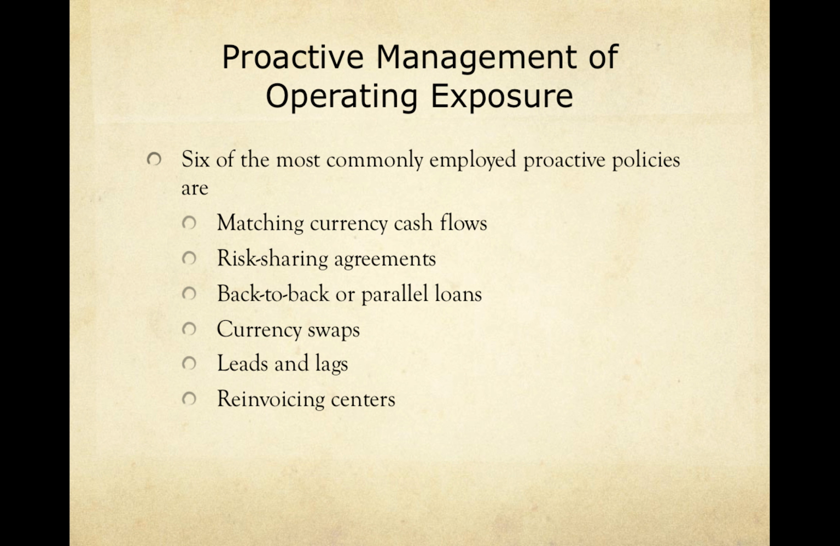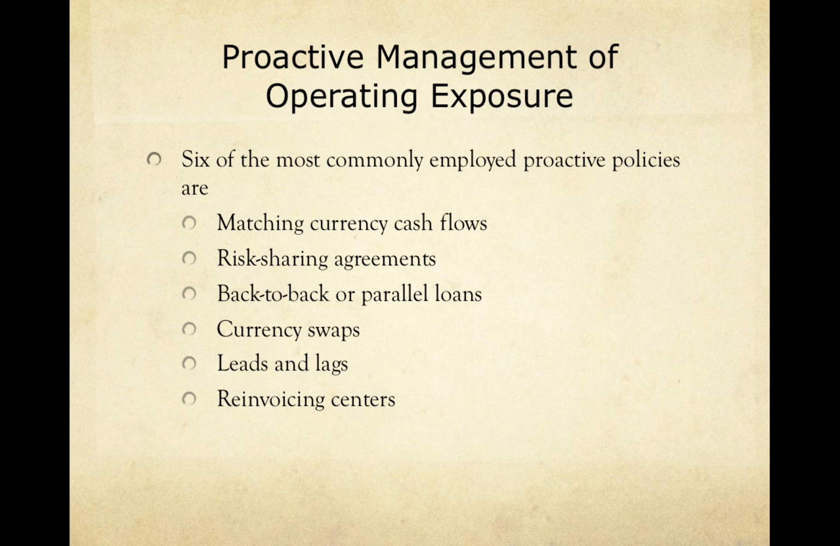I think the last main point is proactive management of operating exposure. So what is that? Operating and transaction exposure can be partially managed by adopting operating and/or financing policies that offset anticipated currency exposures. There are six of the most commonly employed proactive policies, which are matching currency cash flow, risk sharing agreements, back to back or parallel loans, currency swaps, leads and lags, and reinvoicing centers.